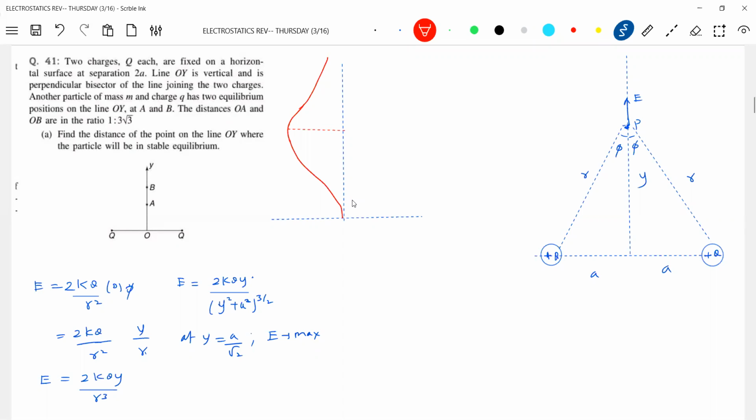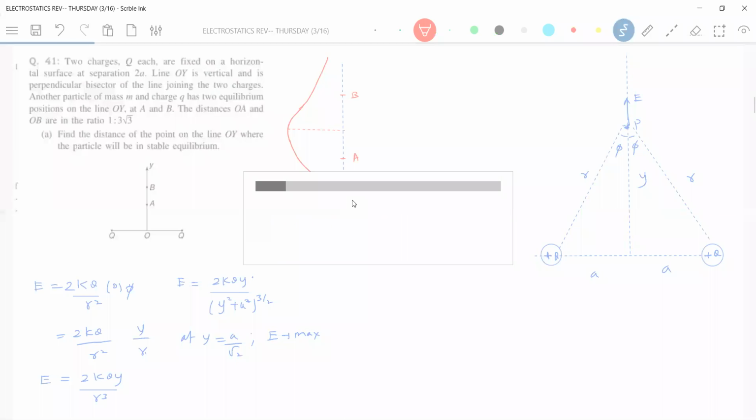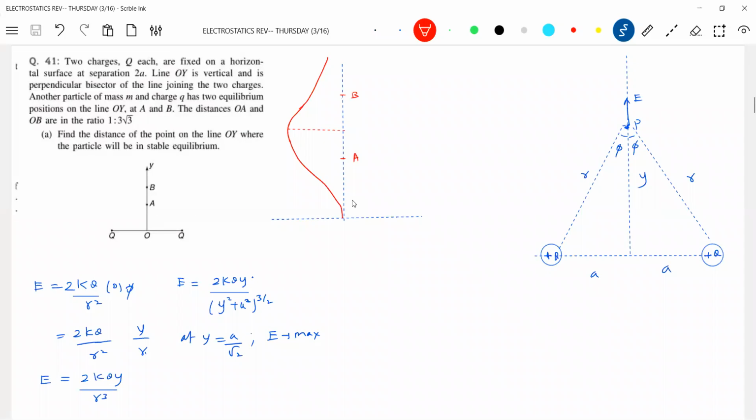What does it mean? OA and OB. So it's telling this is the point. Okay, is this clear now? So see, it's testing our mathematics, nothing else. You don't bother about anything. There are two points, they are in equilibrium. Find the distance of the point on the line OY where the particle will be in stable equilibrium. So which point will be stable equilibrium? Is it A or B is what we have to check.